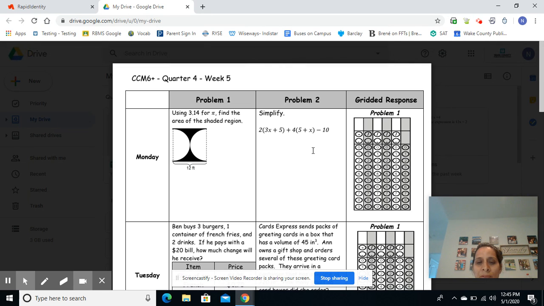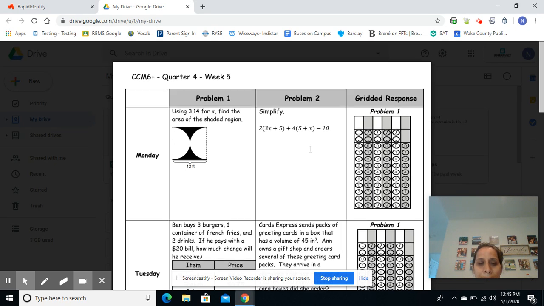The second problem for Monday is 2 parentheses 3x plus 5 plus 4 parentheses 5 plus x minus 10. And they want you to combine the terms. Remember, on this problem, you want to look at doing the distributive property.